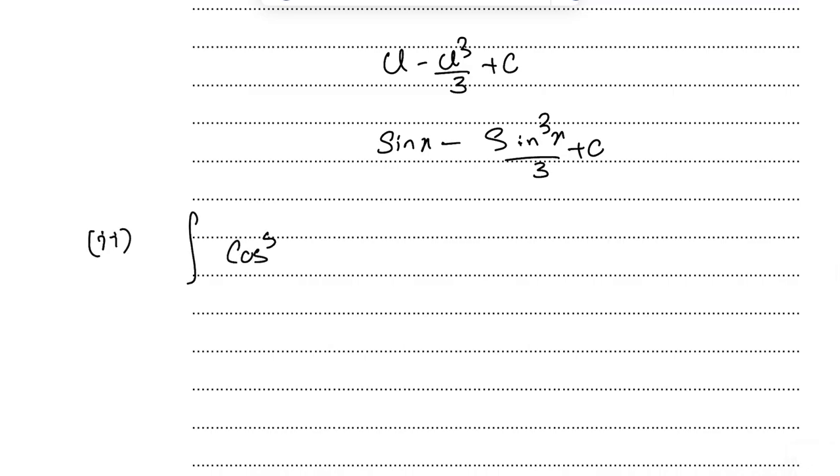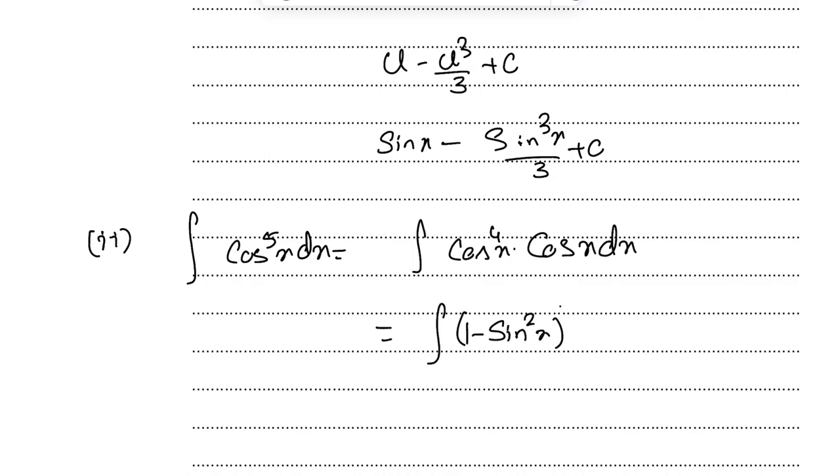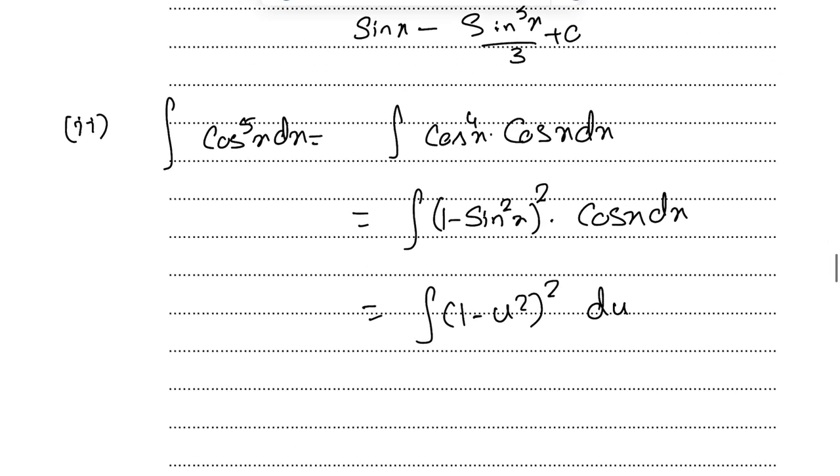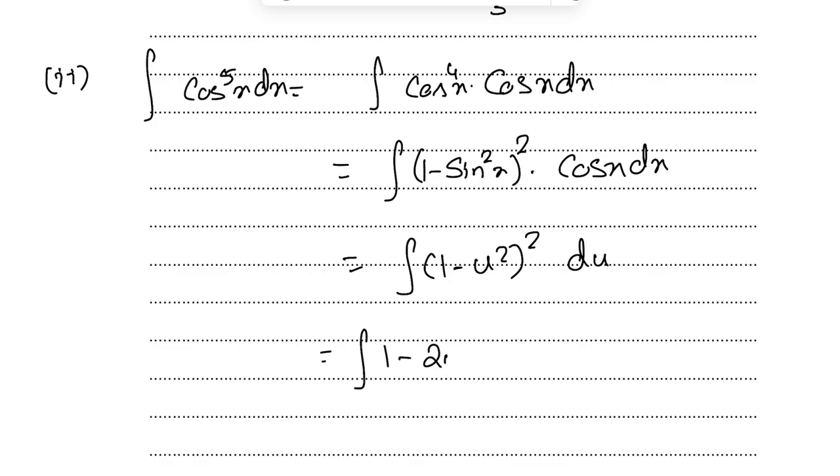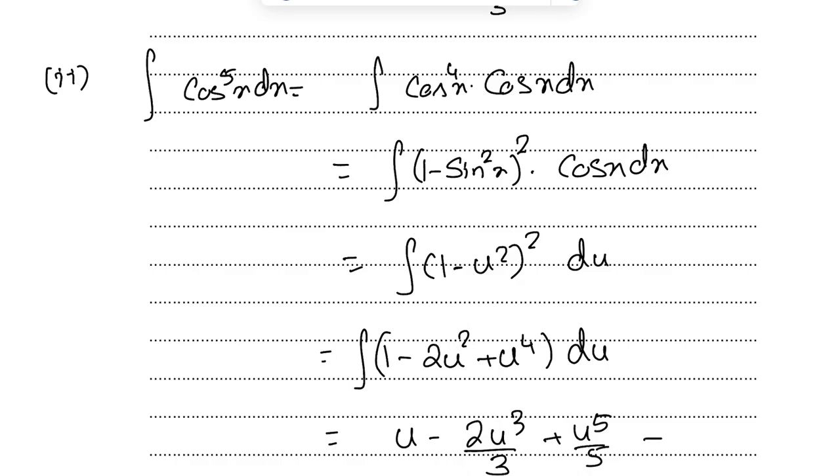Cos to the power of 5x dx can be written as cos to the power of 4x times cos x dx. Cos to the power of 4x can be written as (1 minus sin square x) whole square times cos x dx. So it becomes (1 minus u square) whole square du. So it becomes 1 minus 2u square plus u power 4 du. So the integral is u minus 2u cube by 3 plus u power 5 upon 5 plus c.